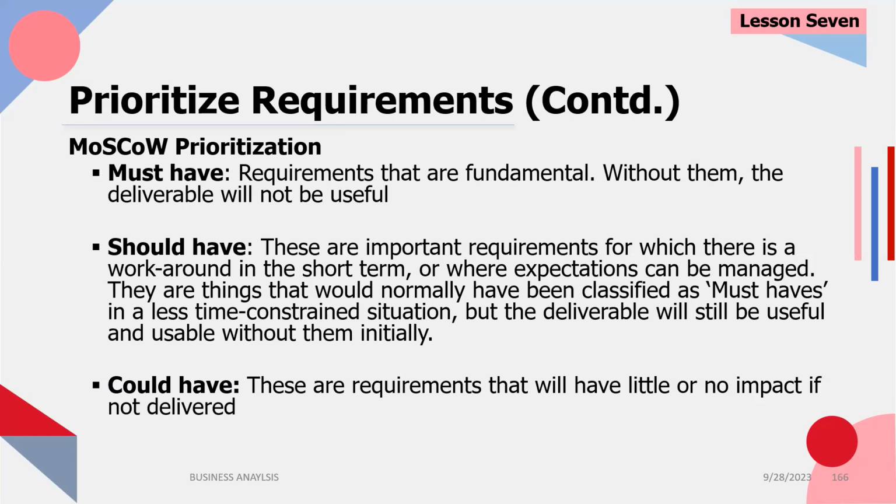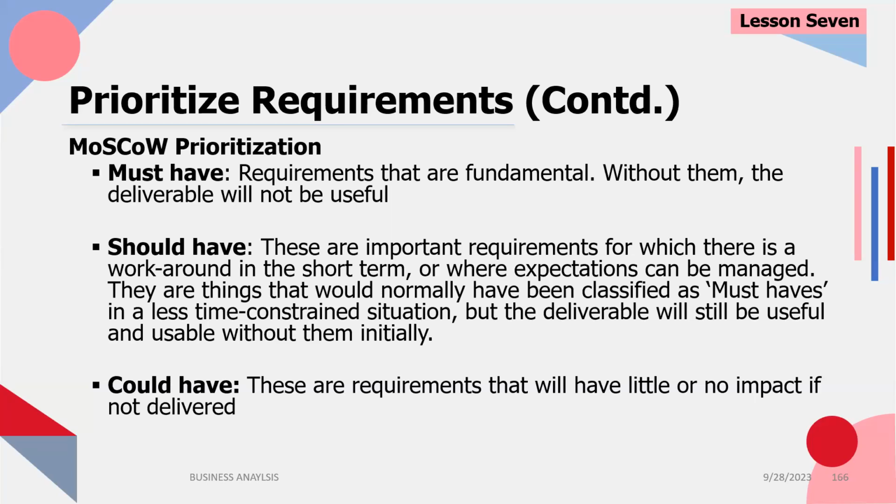So in MoSCoW, right? M-O is must, the S is should, the C is could, and W is won't have this time. What are the must-have requirements? Must-have requirements are requirements that are fundamental to the solution we're building. Without them, we basically wasted time and money. Okay? We have to deliver whatever has been considered must-have.